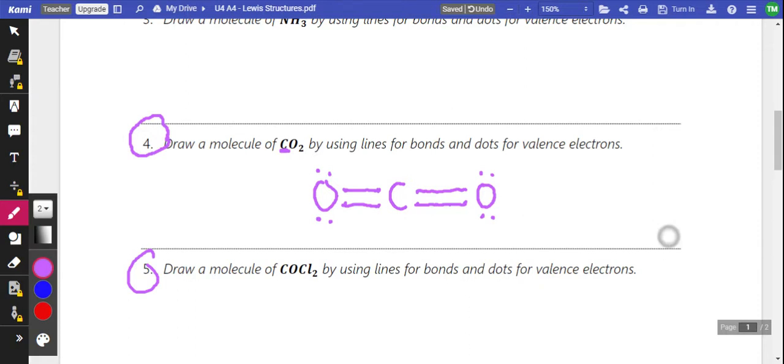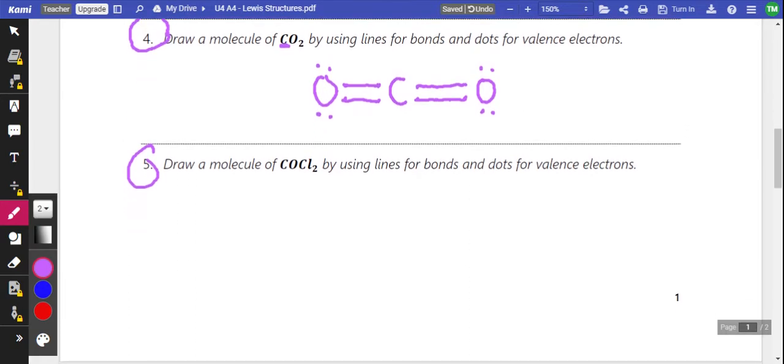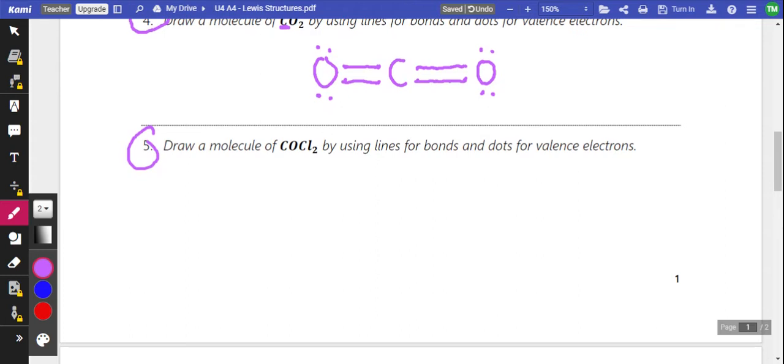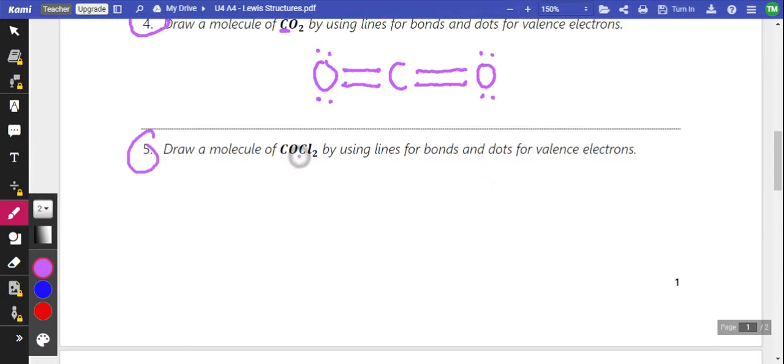Okay. Let's go for another example. Draw a molecule of COCl2, okay? And this is an L. It's part of chlorine. It's not CI2. That sometimes catches people and confuses them.